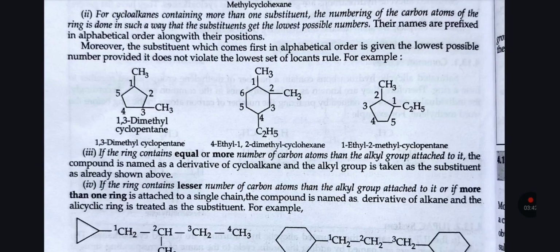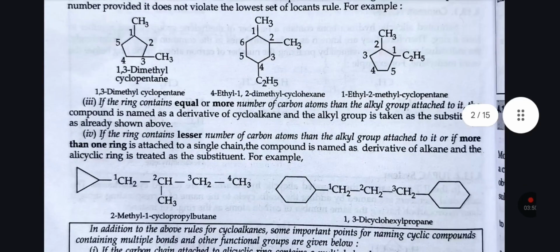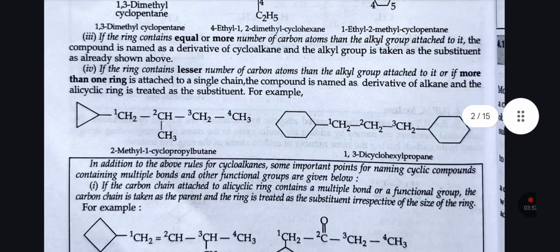If the ring contains equal or more number of carbon atoms than the alkyl group attached to it, the compound is named as a derivative of cycloalkane and the alkyl group is taken as the substituent as already shown above.